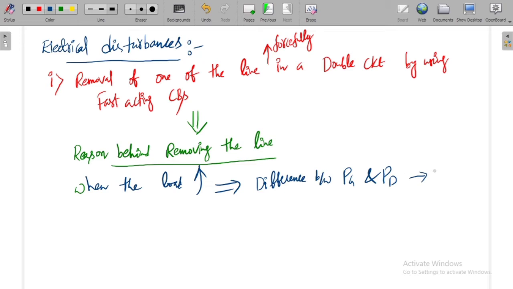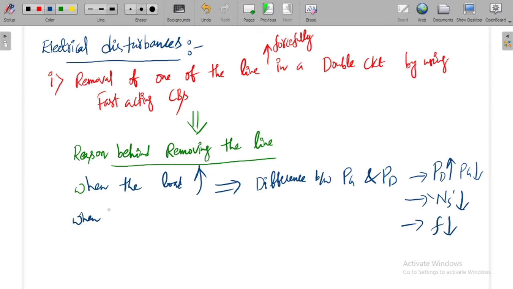Now what happens, as the demand is greater when compared to generation, it makes the speed of the rotor of the synchronous generator reduce. Meaning when the load on the synchronous generator or the system increases, automatically the speed reduces, because there is a difference between the generation and demand. When the speed reduces, automatically frequency reduces. This is what actually happens.